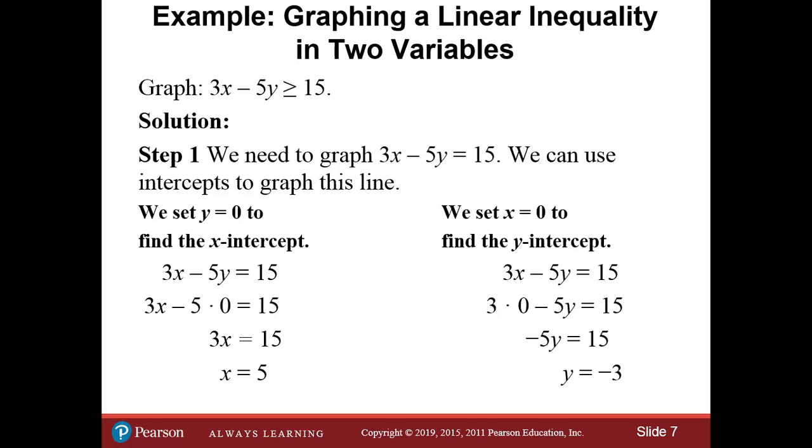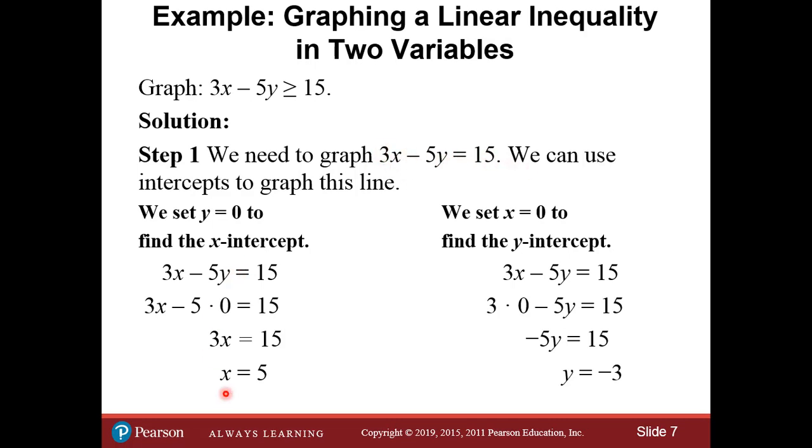So in this case here, let's look at this. We want to graph the solution set for this inequality. So step one, we're going to write it as an equation. We're going to change it to an equal sign, and we're going to solve for the line. Now since it has an equal sign, it's going to be a solid line. And so we're going to plot this line. We're going to use the intercept method.